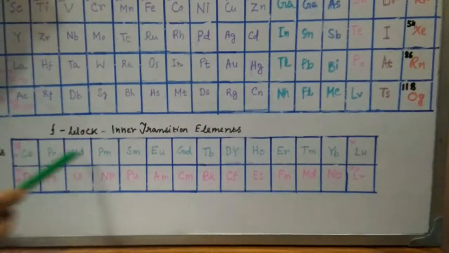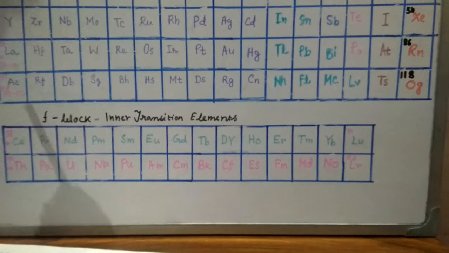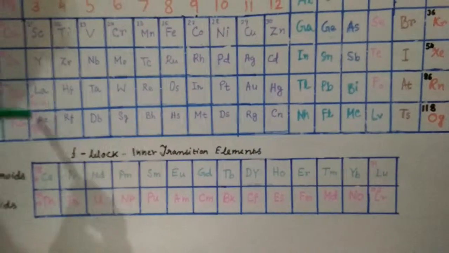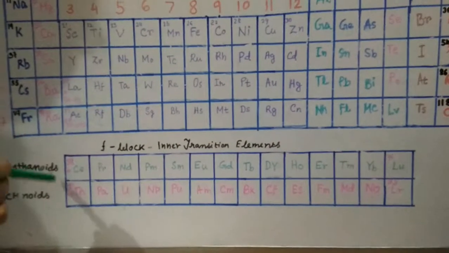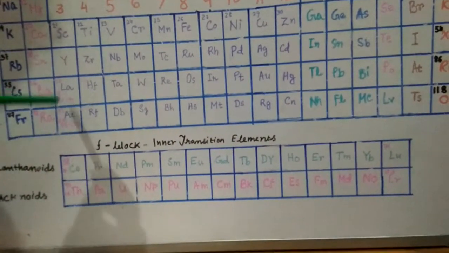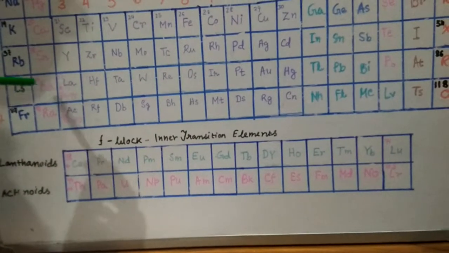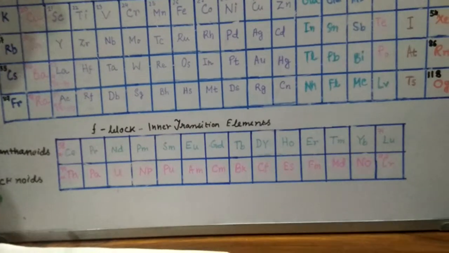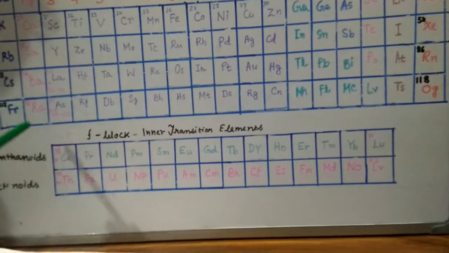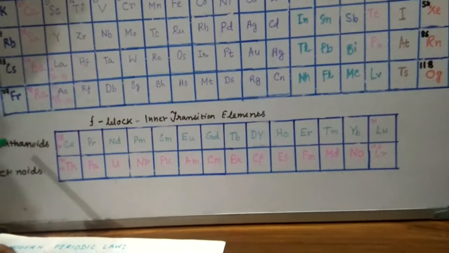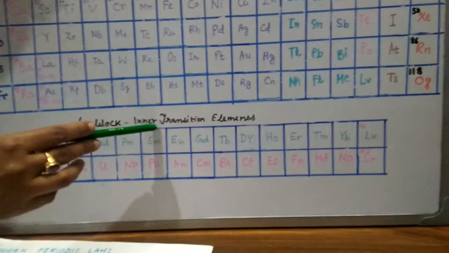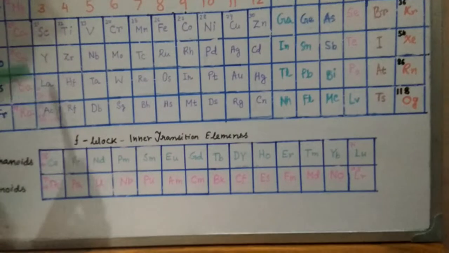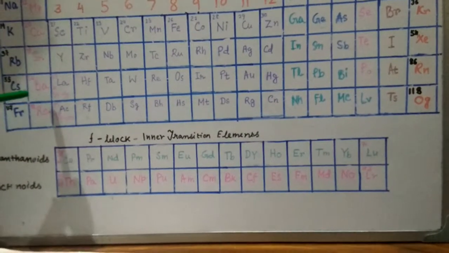These elements belong to group 3, and we have kept them outside because if we put all these elements here, the periodic table would be very long. So generally it is the trend to keep these lanthanides and actinides outside the periodic table. These are called inner transition elements because they are present inside the transition series.